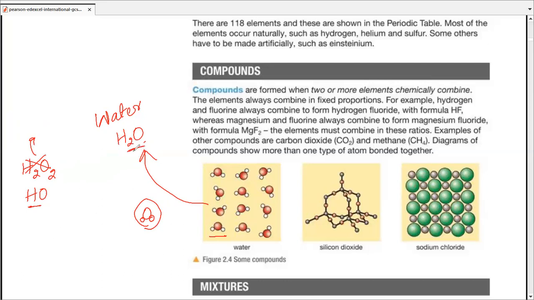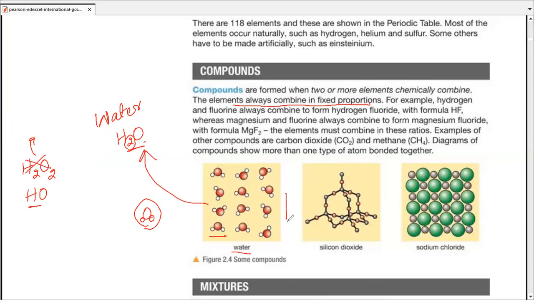If you try changing these numbers, that's why we have been saying the elements always combine in fixed proportions, right? You change the entire identity. So make sure when you're writing the subscript numbers, you do them with care and make sure you do not intentionally change them on your own. Okay, good.